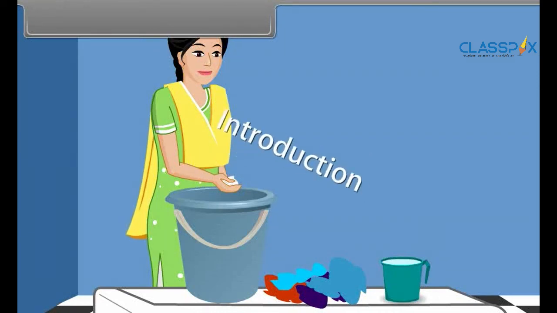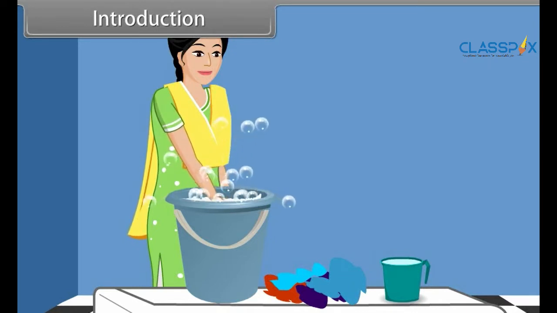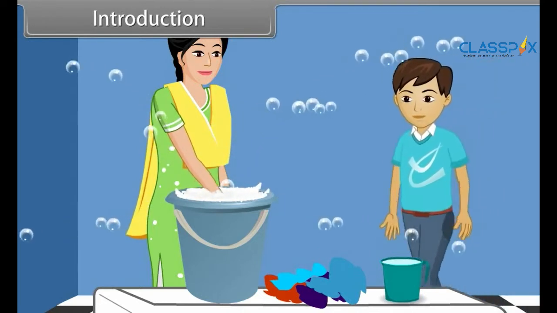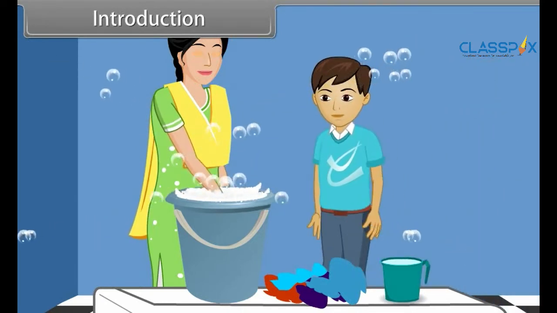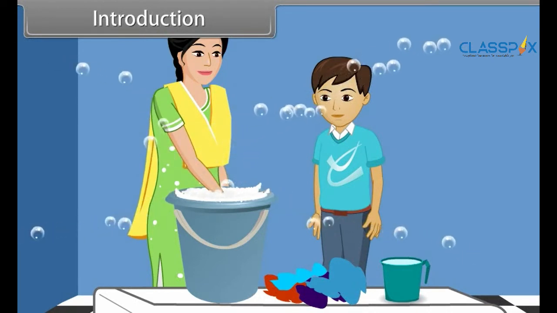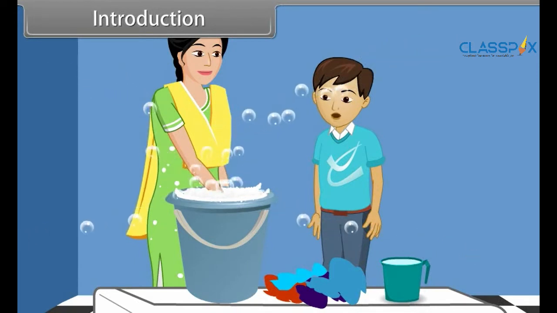Introduction. Ravi's mother is pouring detergent powder into a water bucket and shaking it well by hand. Due to this, a lot of soap bubbles are produced and are coming out from the bucket. Ravi, watching this curiously, asked his mother why soap bubbles are stable while water bubbles are not.